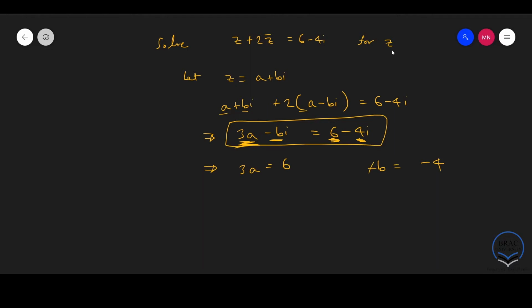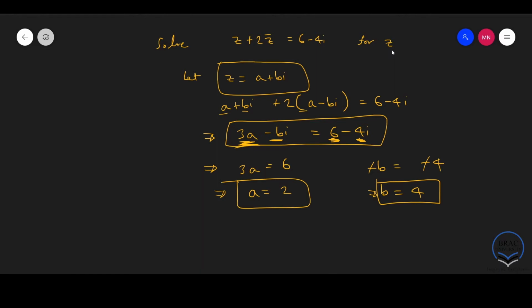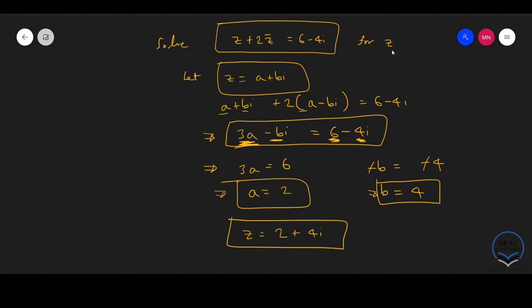So we can cancel out these negative signs. This will be b is equal to 4. So b is equal to 4. And on this side, the real part a is equal to 6 by 3, which is 2. Right? So z is equal to a plus bi. So we have z to be equal to 2 plus 4i. So this is our value of z. This is the solution to our complex equation here.